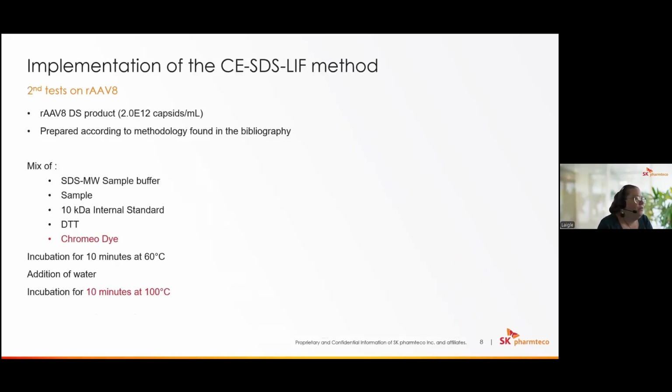To do this, we carried out new tests still with the same sample, but using a denaturation and labeling method that we found in the literature. In this method, and unlike the one previously tested, the chromium dye, a fluorescent agent used to label proteins, is added to the reaction mix at the same time as all other reagents. A first incubation is then carried out, followed by the addition of water to achieve a sufficient reaction volume. A second incubation at a higher temperature, so 100 degrees, is then performed.